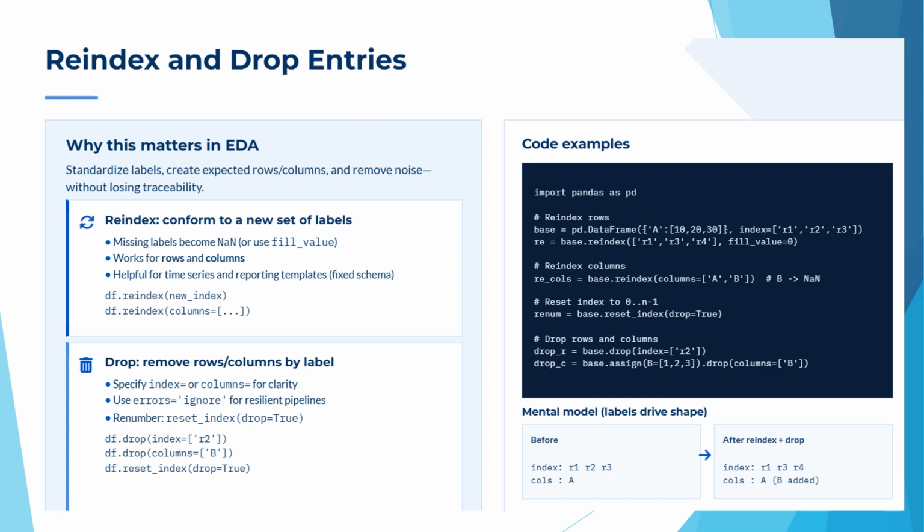The statement renum = base.reset_index(drop=True) resets the row index to a default integer sequence. For dropping operations, drop_r = base.drop(index='R2') removes a specific row, while drop_c = base.assign(B=[1, 2, 3]).drop(columns='B') first creates a new column and then removes it. These examples demonstrate how Pandas provides flexible tools to reshape and clean data efficiently.